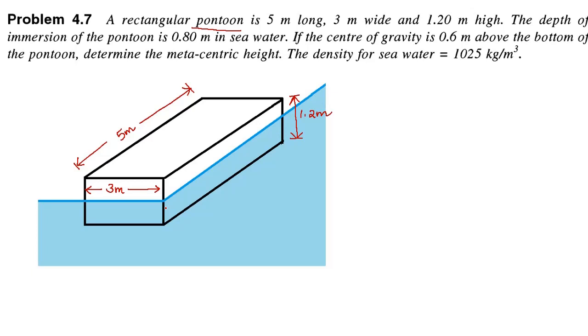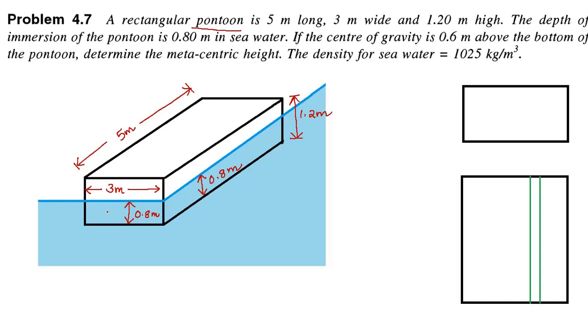And depth of immersion of the pontoon in sea water is 0.8 meter. So the depth which is submerged in the sea water is 0.8 meter. So this depth is 0.8 meter. This depth is also 0.8. So I will draw the plan view and front view of the pontoon.